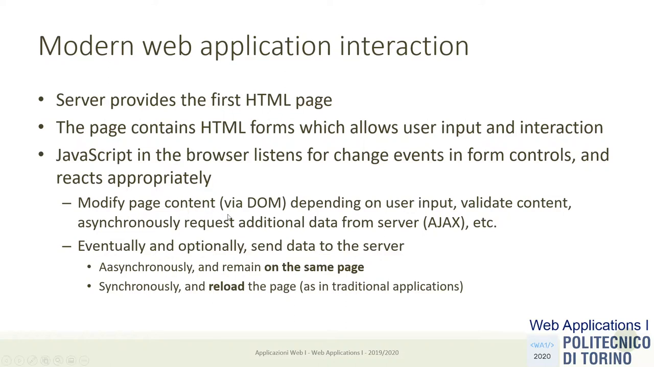So you will modify the page content according to what you are typing. It can validate the content directly in the browser. It may talk to the server to get additional data, for example, when you are checking for an autocomplete list. The browser will need to get this information from the server. And so a lot of interaction happens directly inside the browser without creating new pages. And in some cases, it's all that happens.